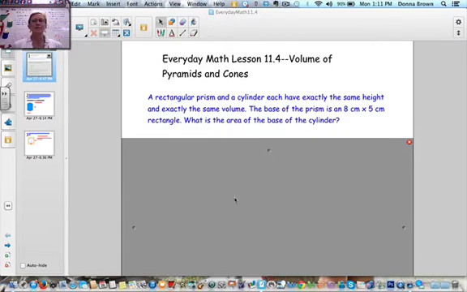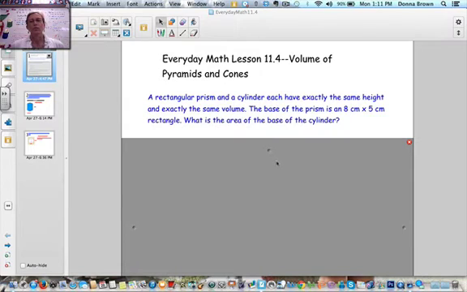Tonight's lesson, Everyday Math 11.4, is on volume of pyramids and cones. So let's take a look at the math message first of all. A rectangular prism and a cylinder each have exactly the same height and exactly the same volume. The base of the prism is an 8 centimeter by 5 centimeter rectangle. What is the area of the base of the cylinder?